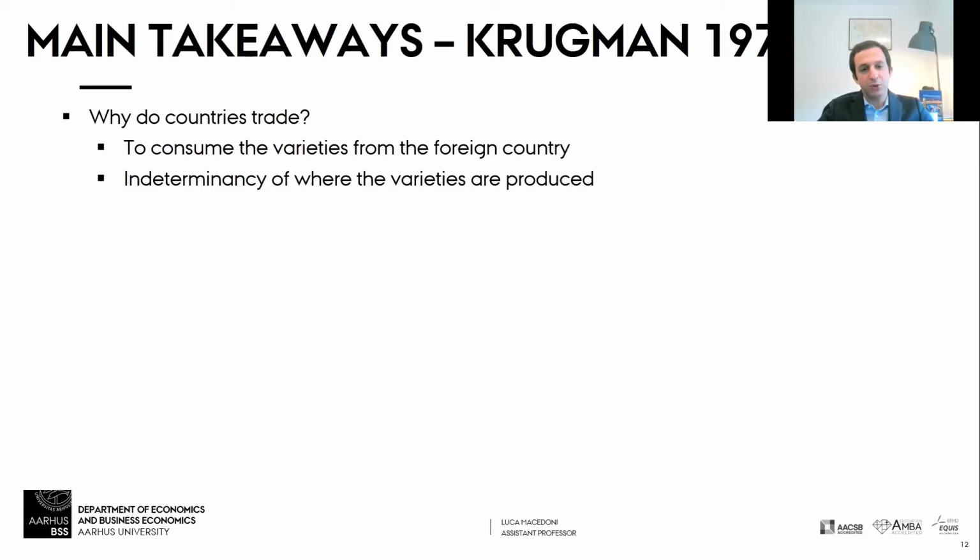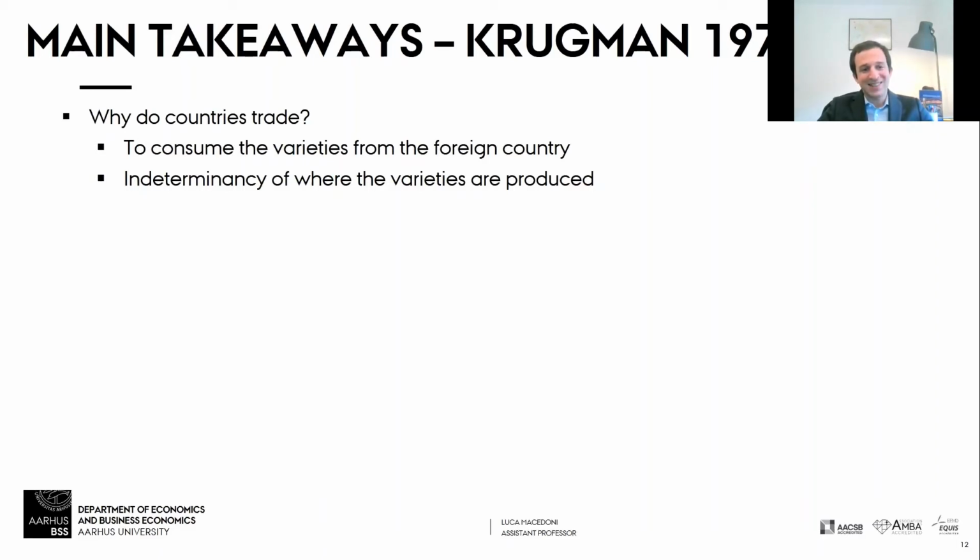So you want to trade with the foreign economy because you want to consume the varieties of the foreign economy. Denmark wants to trade with the Netherlands so that it can import also some Heineken. Denmark not only exports cheeses to France, but also imports cheese from France. Why? Because both countries enjoy the different varieties of cheese.